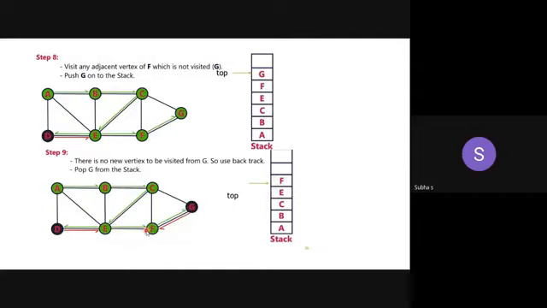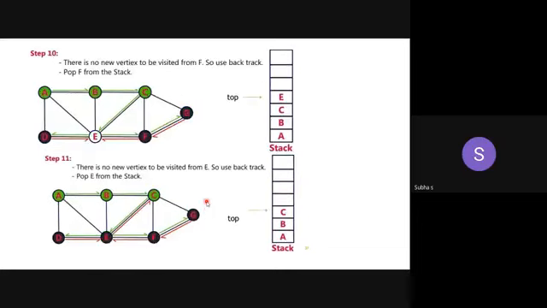This backtracking is done for checking whether any node is not visited. Suppose at some point some node might be missed. For that you are using the backtracking technique. So come to F. Is there any unvisited node? No. The visited nodes are marked as green. This is for our purpose only, for easy understanding. So from F there are no more unvisited nodes.